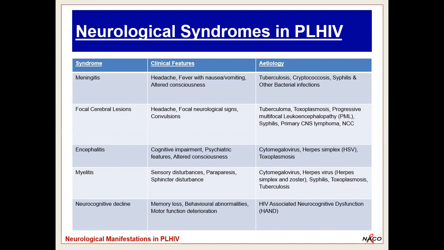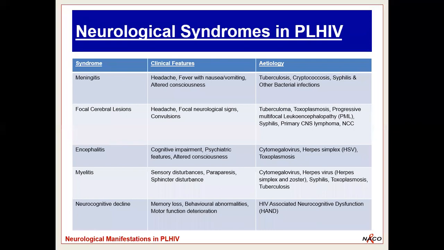Then patients presenting with sensory disturbances, paraparesis, or sphincter disturbances. So this I kept in for a purpose because one has to think about myelitis, and definitely the etiology which should come into your mind is cytomegalovirus, herpes simplex, syphilis, toxoplasmosis, and tuberculosis. All these can lead to myelitis.